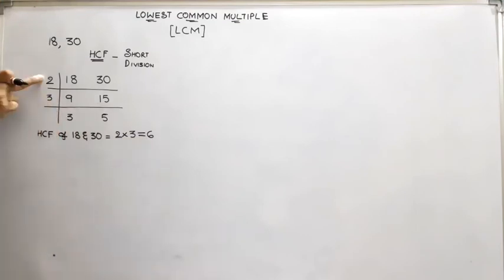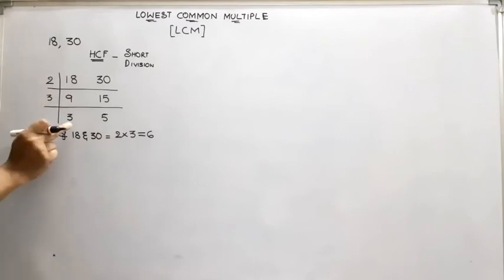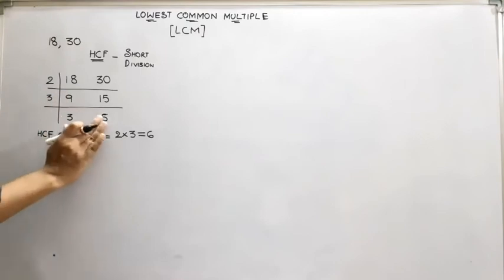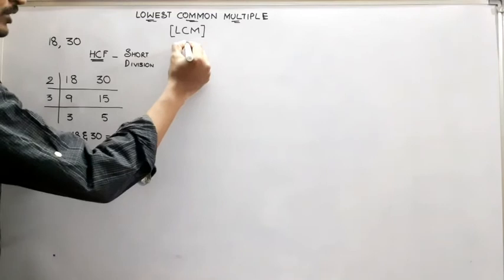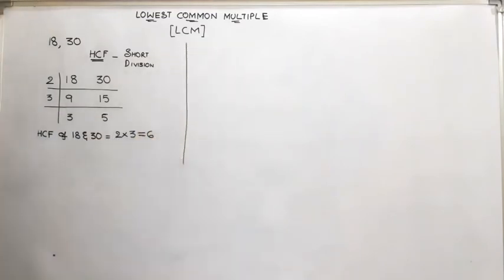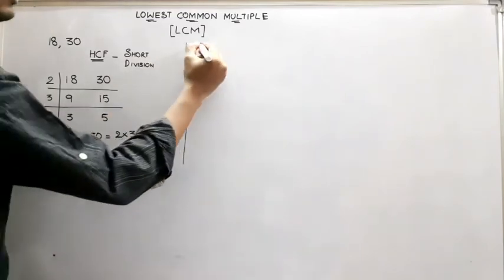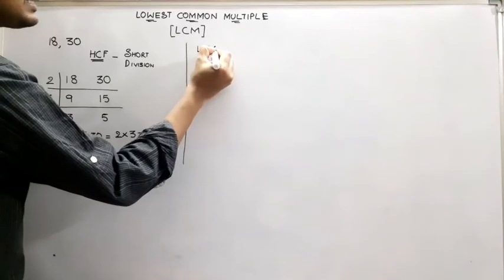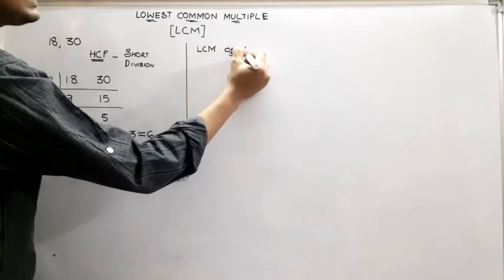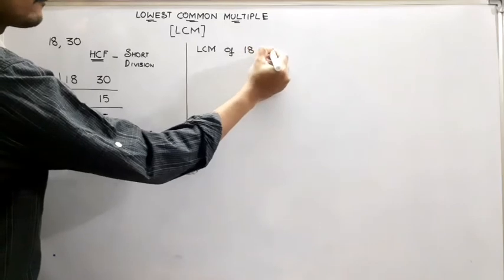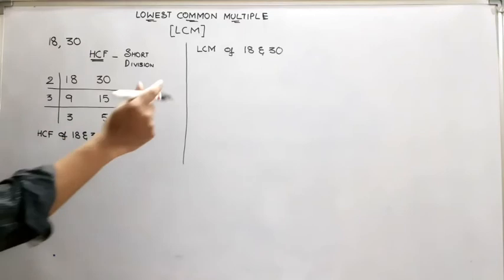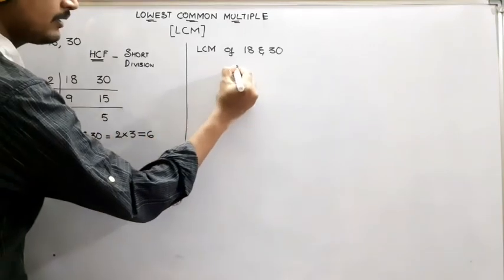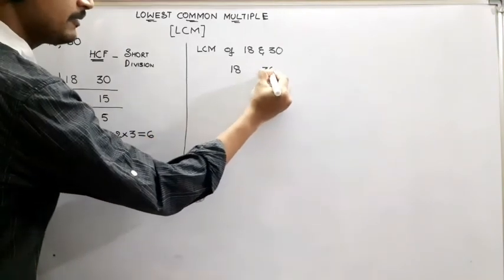We took only the common factors, the values on this side. We neglected this 3 and 5 as they don't have common factors. Now, almost the same procedure will follow for the LCM as well. Please look. Now, I want to find the LCM of 18 and 30. Same process. We'll take the numbers together, 18, 30.